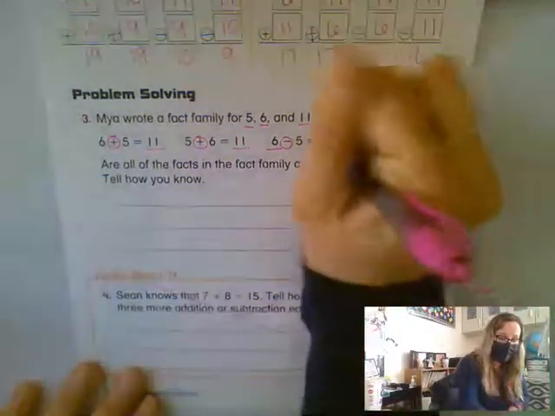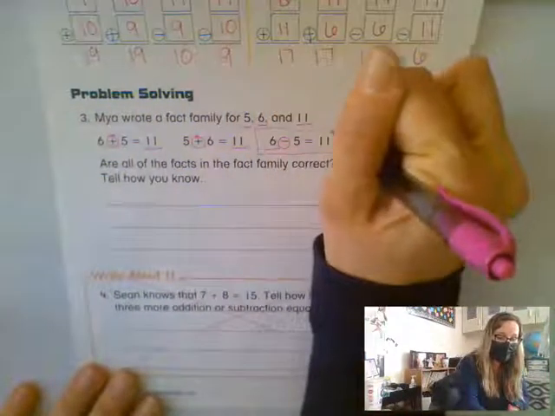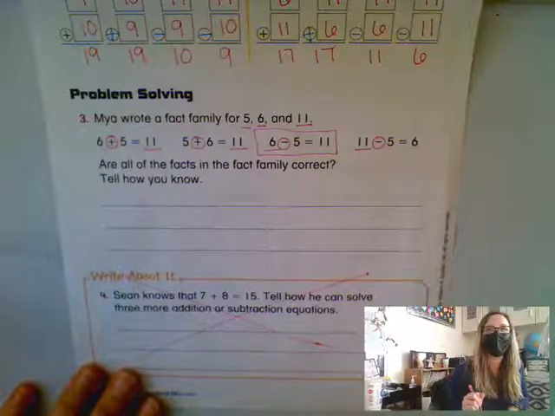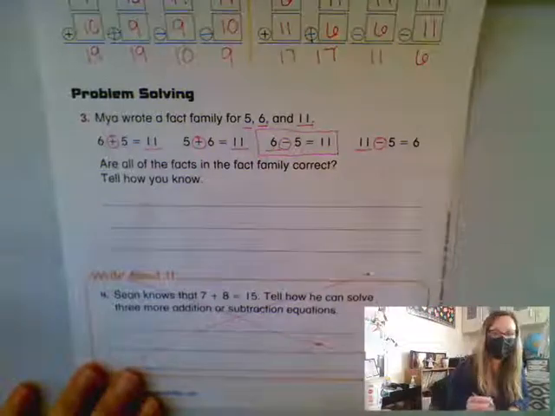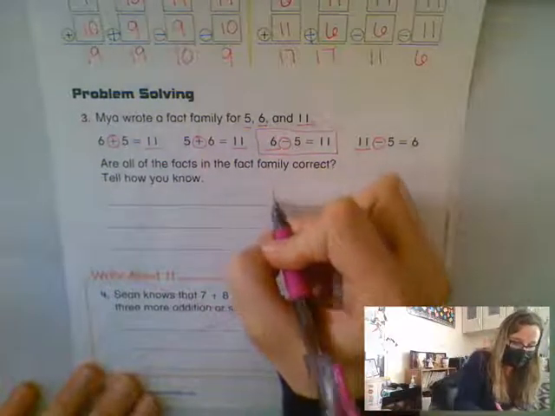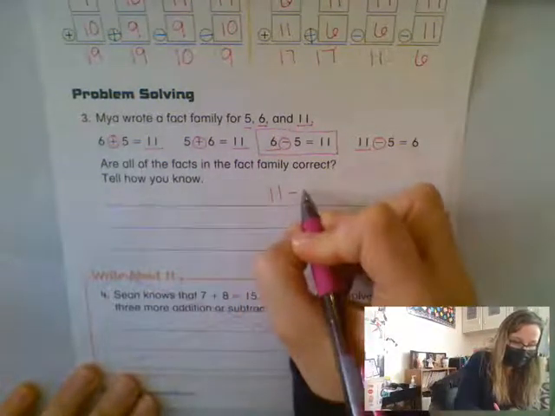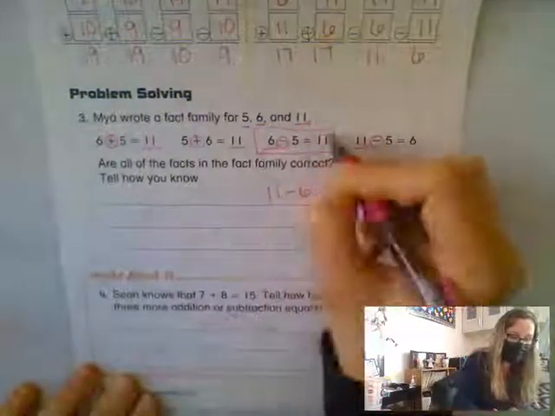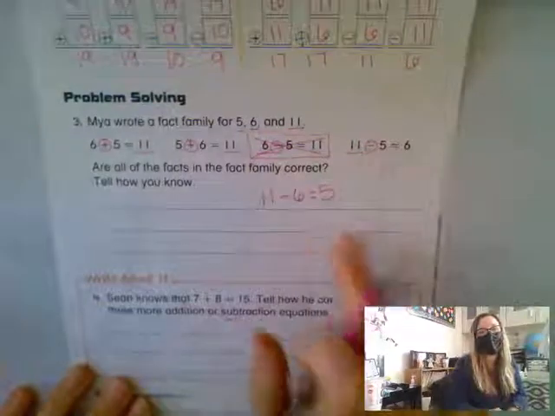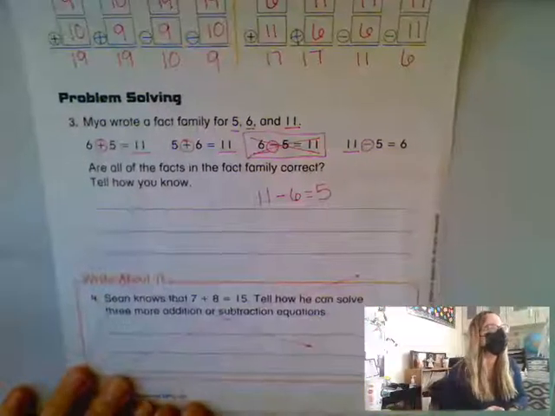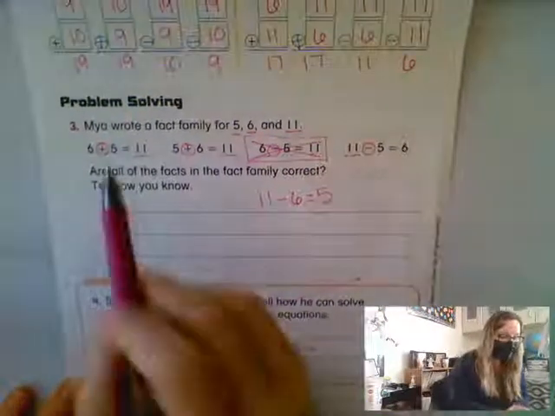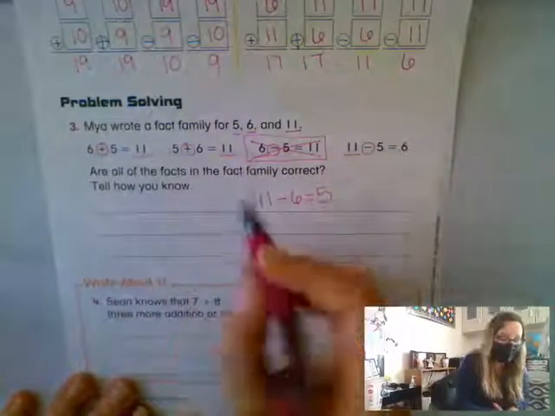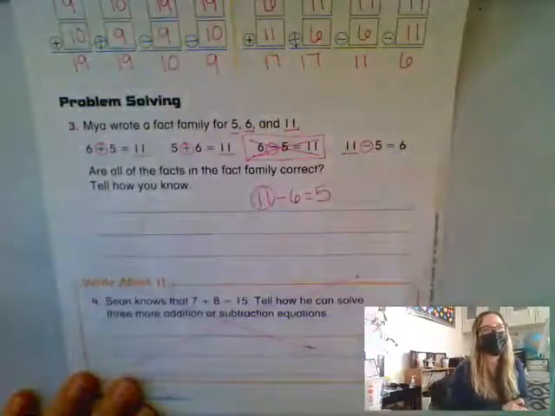So which one did she get wrong, Amelia? The third one. She said that 6 take away 5 is 11. What should she have for that one? Austin? 11 minus 6. There you go. So this one was wrong. She should have 11 minus 6 equals 5. Always, always, always make sure your addition have to end with the biggest number. Your subtraction have to begin with the biggest number.